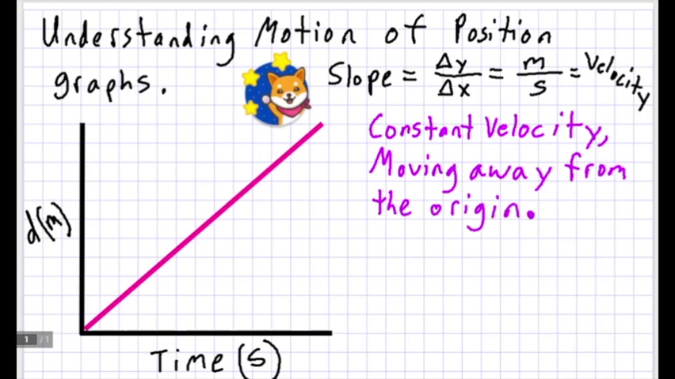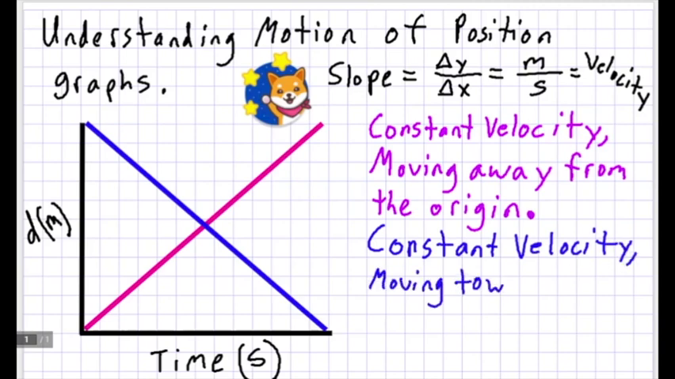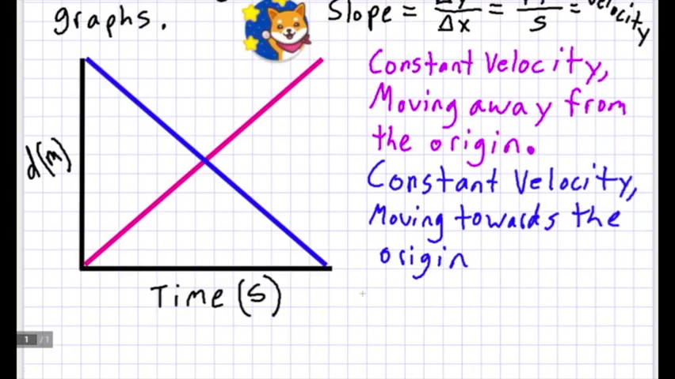Let's take a look at the opposite now. Now we have a straight downward slope line. Because it's a straight line, it still has a constant slope, which means it still has a constant velocity. We also see that we're starting at some positive distance and ending at a distance of 0. This means that we're moving towards the origin because our overall distance is decreasing as time increases.